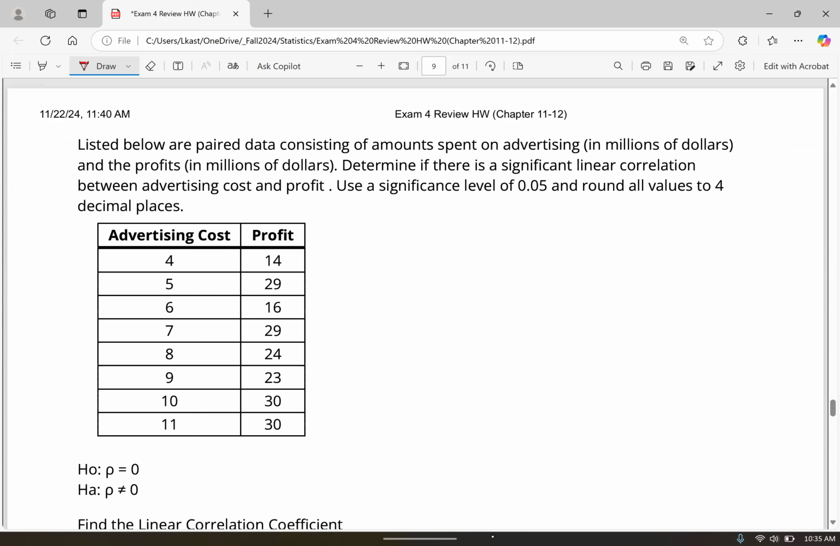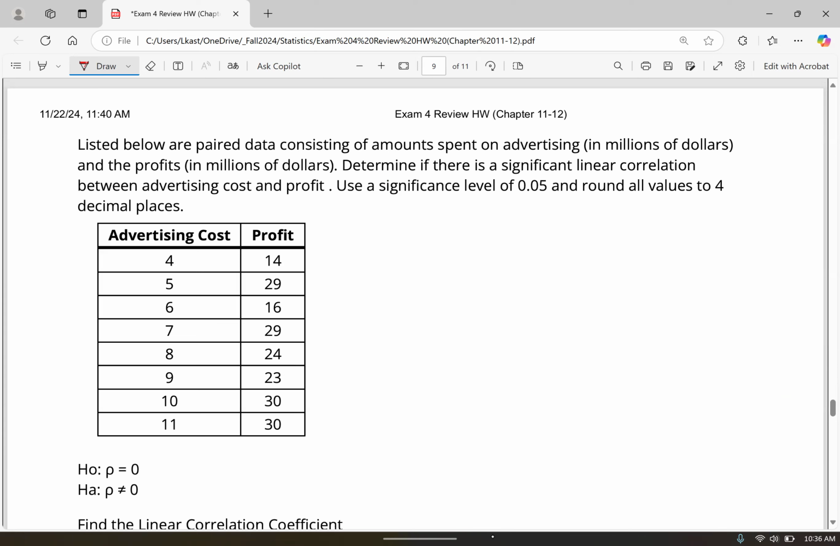All right, listed below are paired data consisting of amounts spent on advertising in millions of dollars and the profits in millions of dollars. Determine if there is a significant linear correlation between advertising cost and profit. I would guess yes. Use a significance level of 0.05 and round all values to 4 decimal places.